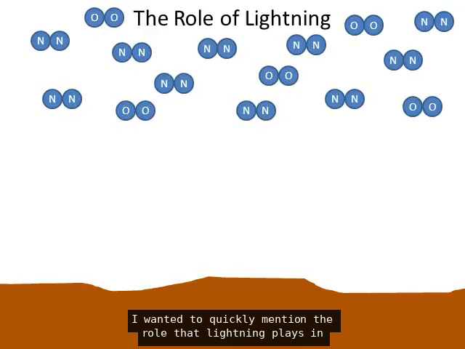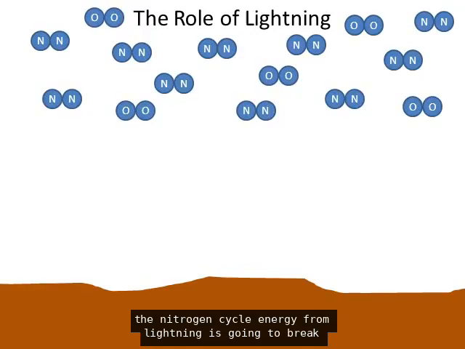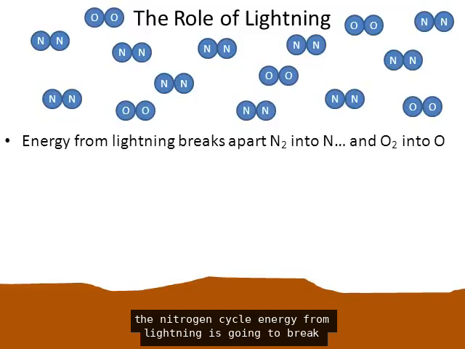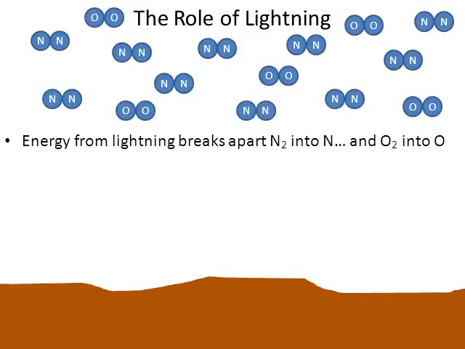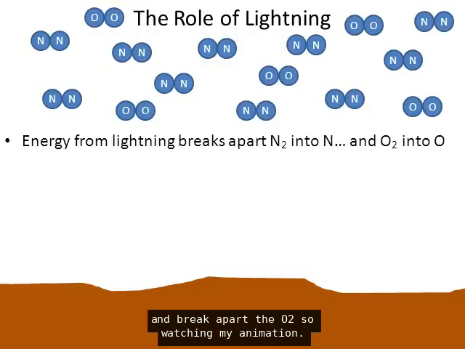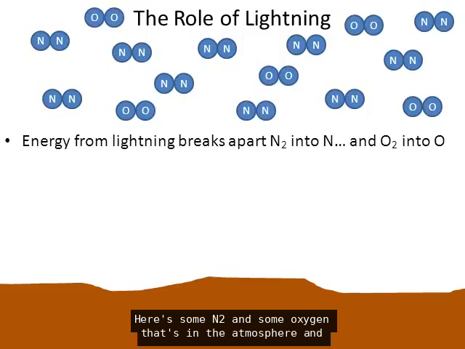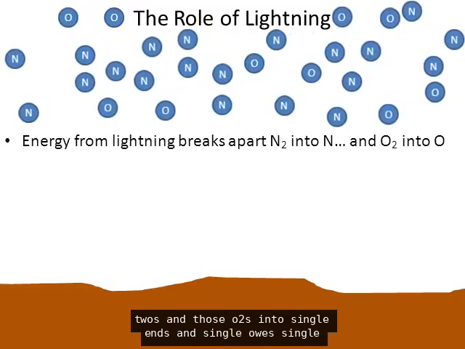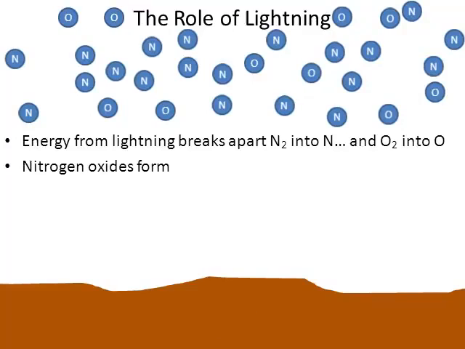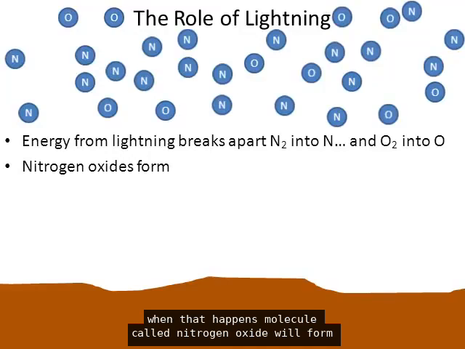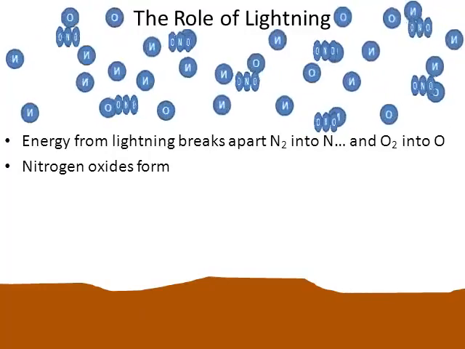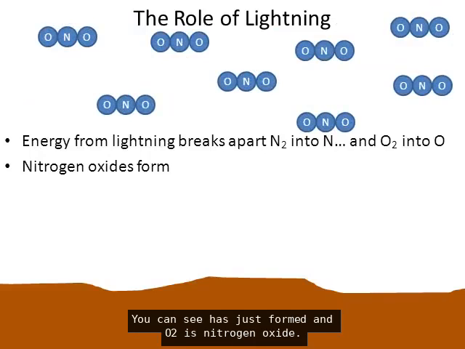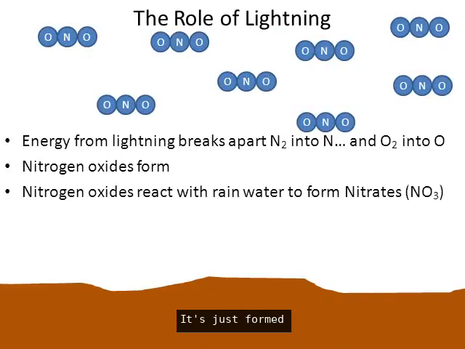I wanted to quickly mention the role that lightning plays in the nitrogen cycle. Energy from lightning is going to break apart the N2 and break apart the O2. So watch my animation. Here's some N2 and some oxygen that's in the atmosphere. And when lightning strikes, energy will break apart those N2s and those O2s into single nitrogens and single oxygens. When that happens, a molecule called nitrogen oxide will form. And so nitrogen oxide, you can see, has just formed. NO2 is nitrogen oxide.